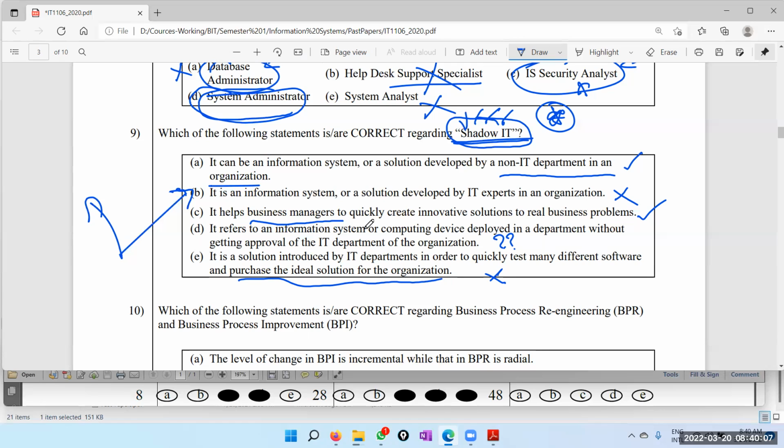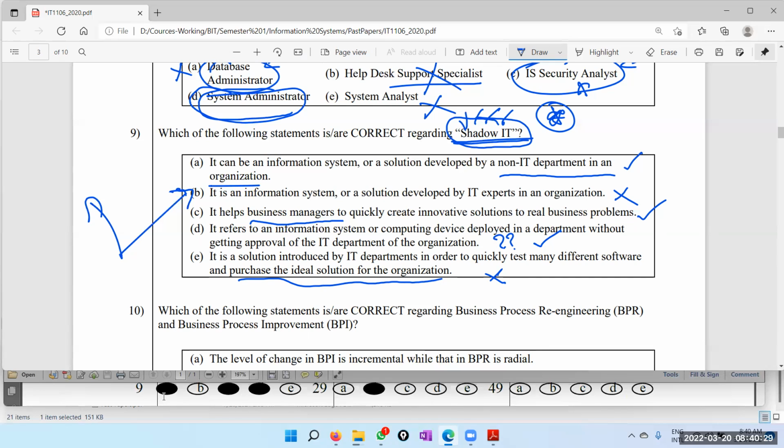It refers to an information system or computing device developed by a department without getting approval of the IT department of the organization. So if it is a simple thing, yes, right? So I will say yes, but that is a highly debatable answer. So I will go for A, C, and D. Yes, the examiner has also taken A, C, and D.